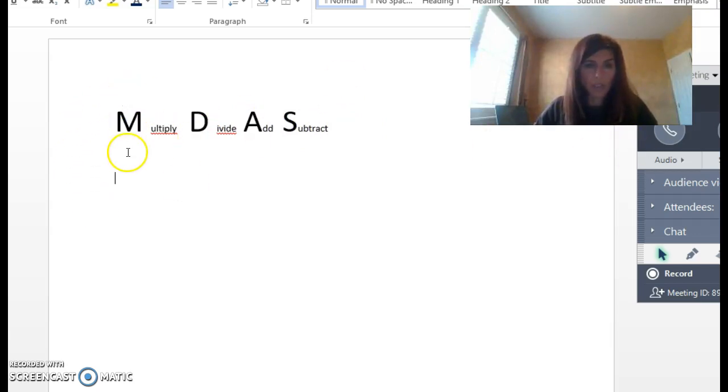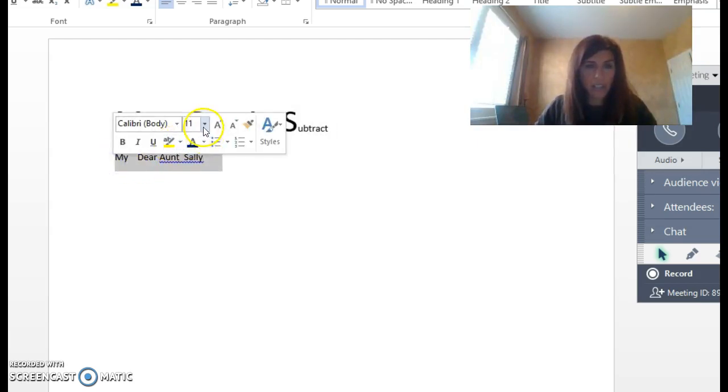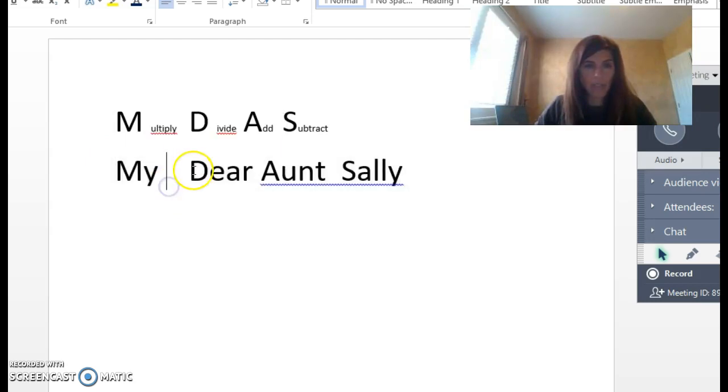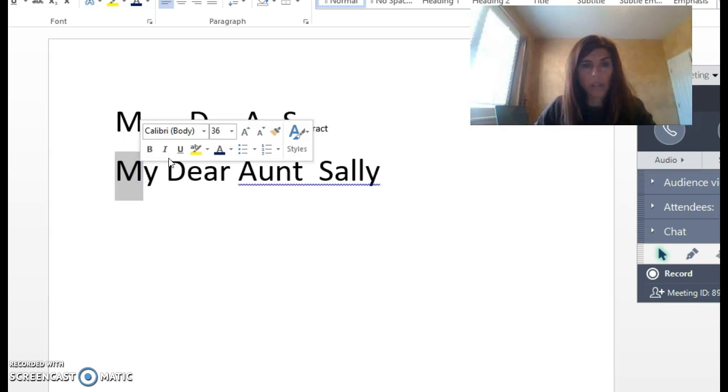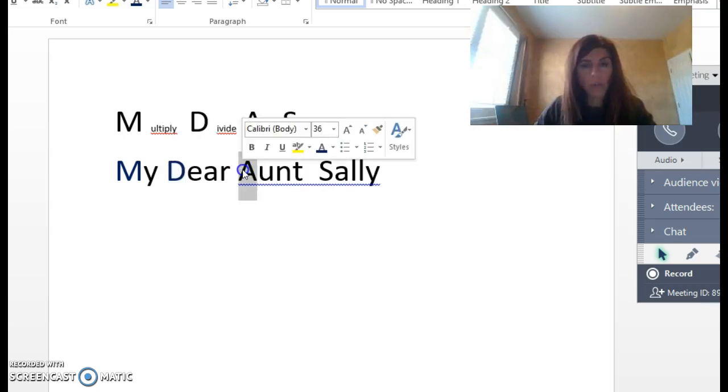You can remember it by using My Dear Aunt Sally. If we make this large, we can remember it. M is for multiply, D, dear, is for divide, A is for add, and S is for subtract. My Dear Aunt Sally. If we make these different colors, that's a good way to remember it.